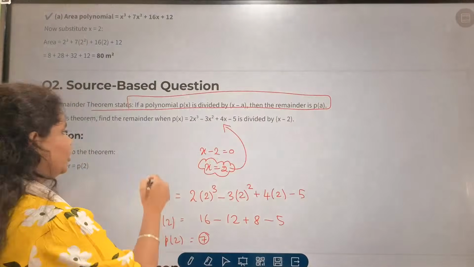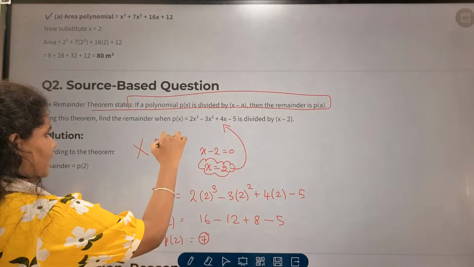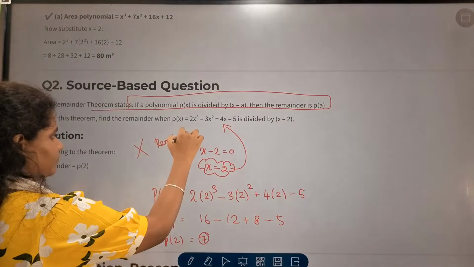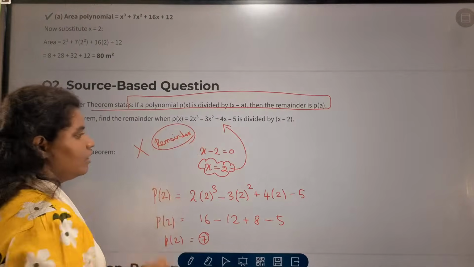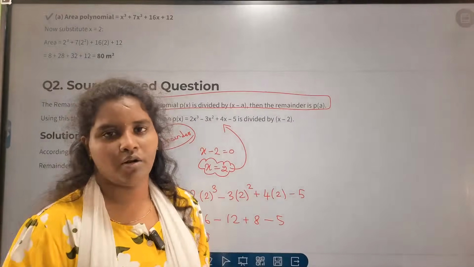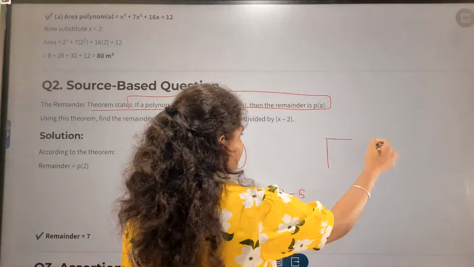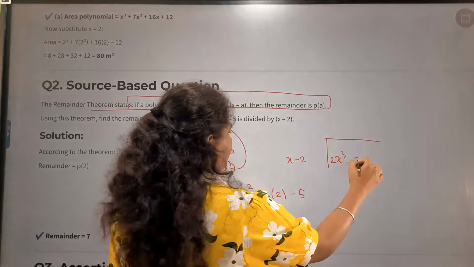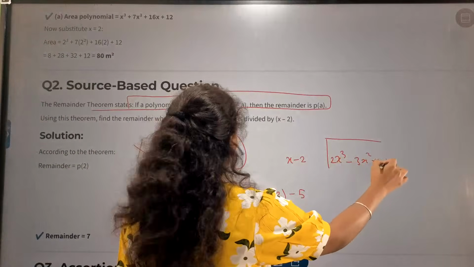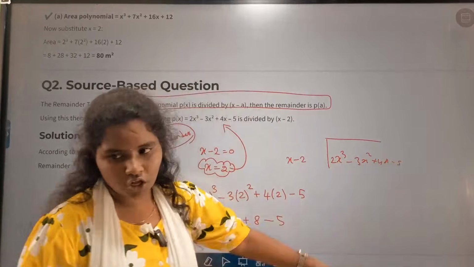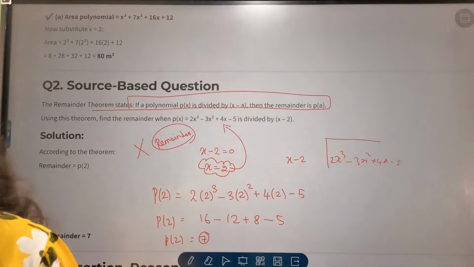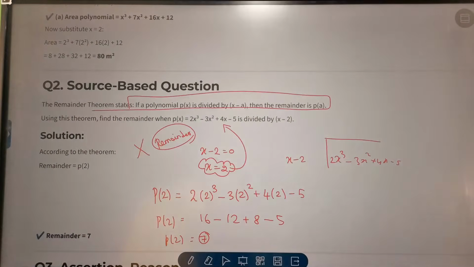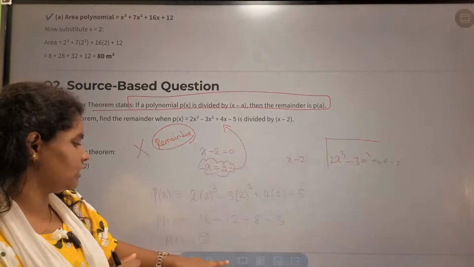Without using remainder theorem, we can also solve by using the long division method, which is x minus 2 dividing 2x cube minus 3x square plus 4x minus 5. So by using long division also we'll try the same question. Yes, it's right. So 7 is the answer. Yes, Ragul Raj.